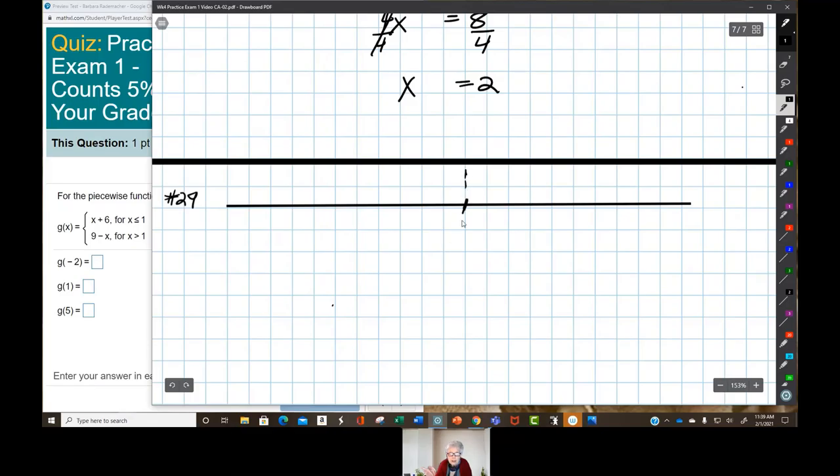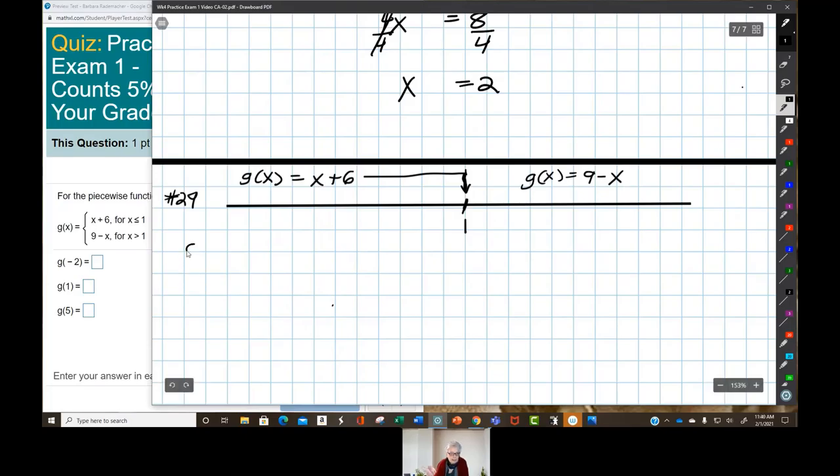So over here, here's one. Over here, g of x equals x plus 6. And also over here, x is allowed to equal this point right there, 1, x equals 1. Over here on this side, g of x equals 9 minus x. So you just have the x-axis divided up.